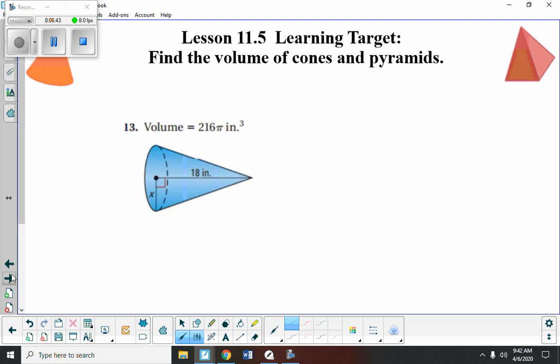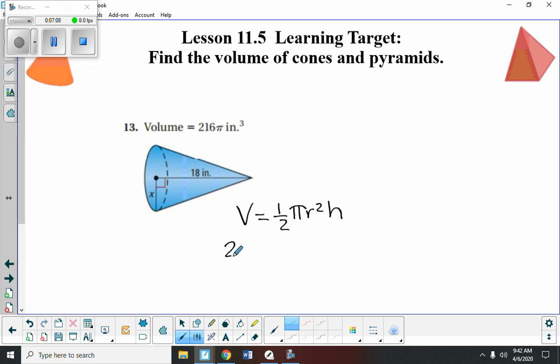This next problem says the volume is 216 pi inches cubed. We have to find x. So with a problem like this, what I always do is write out the formula. So volume of a cone is 1/3 area of the base, which is pi r squared, times the height. And then substitute in everything that you know.